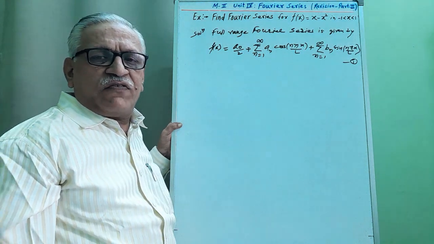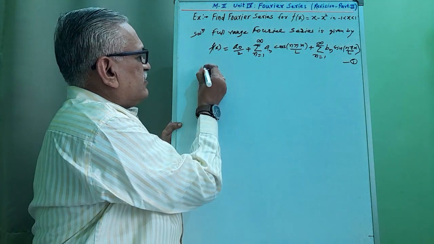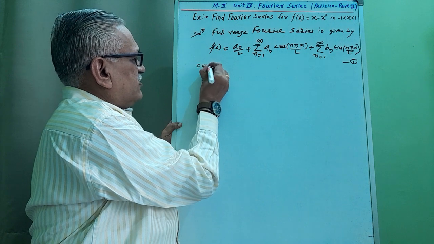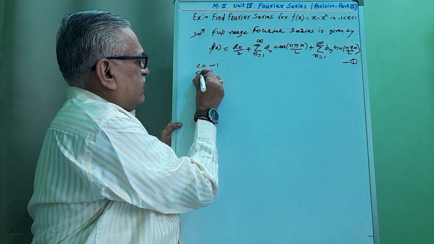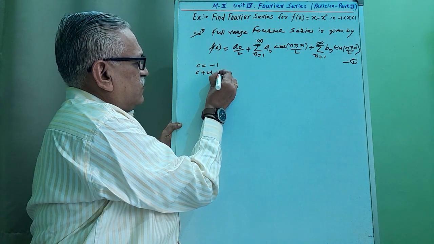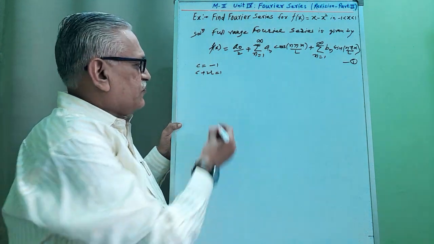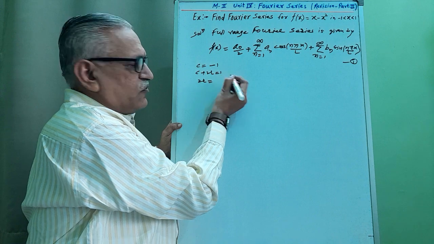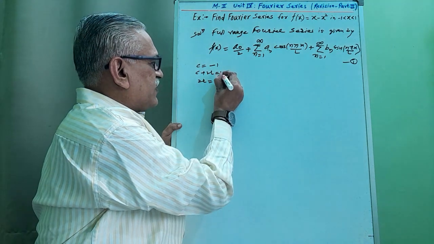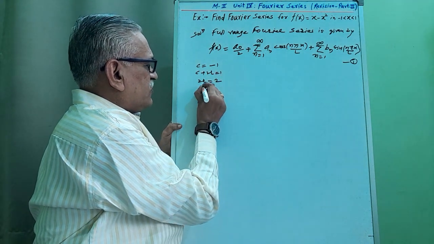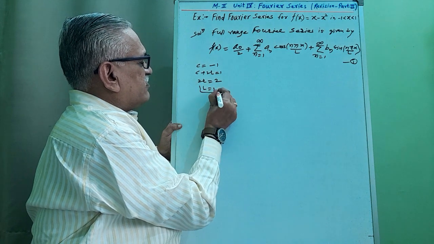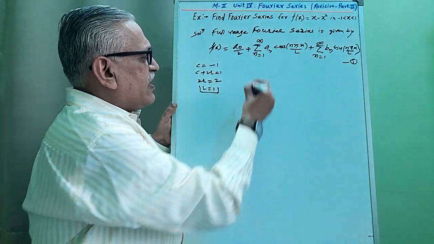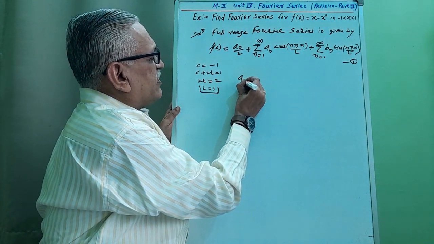First step, we try to get the value of L, where the value of C is minus 1, and the value of C plus 2L is 1. Substituting the value of C as minus 1, we get 2L is equal to minus 1 transferred to the right hand side becomes plus 1. 1 plus 1 we get 2, and therefore L is equal to 1.